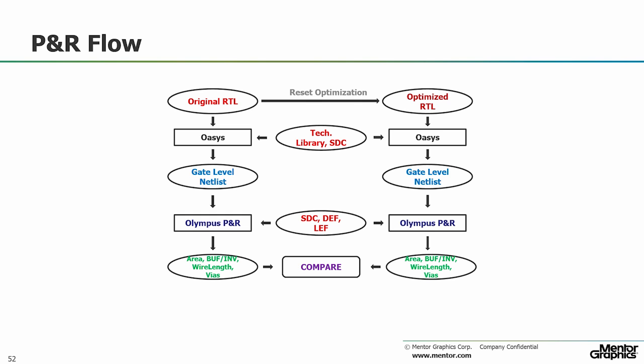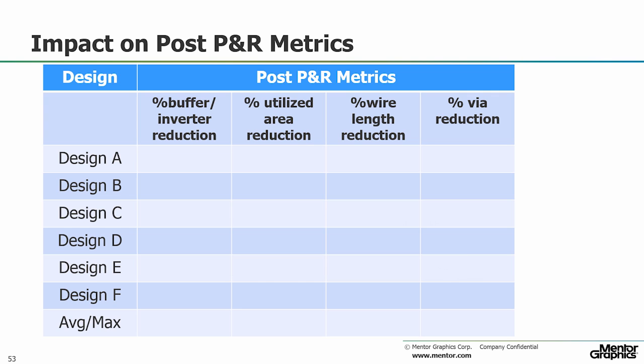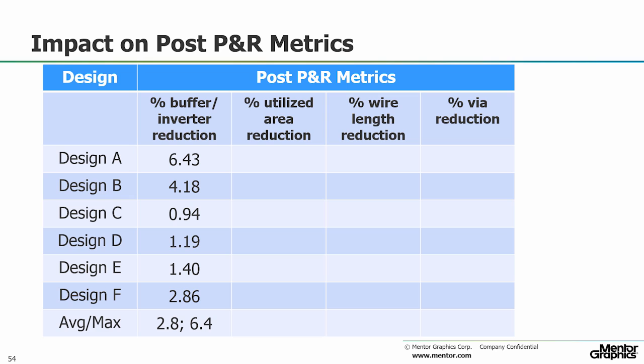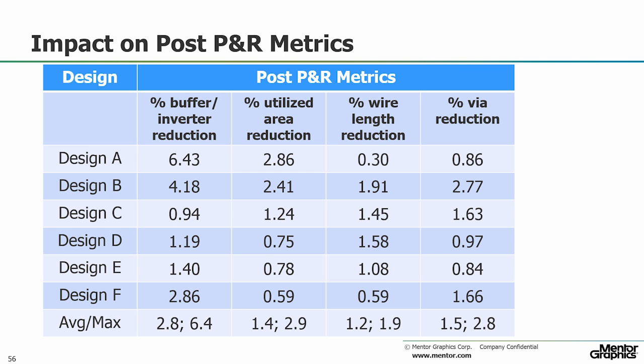Let's first look at the reduction in the buffer and inverter counts. On average, there has been around 2.8% reduction in buffer and inverter counts, and please note that it has been as high as 6.4% reduction, which is significant. In terms of utilized area reduction, it has been 1.5% on average and a maximum of around 3%. We have also seen considerable reduction in the percentage wire length and number of vias as well. Benefits from having a smaller reset network and registers with smaller sizes have clearly manifested post layout.